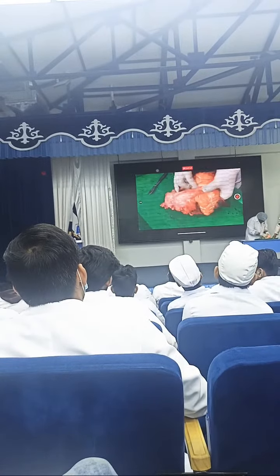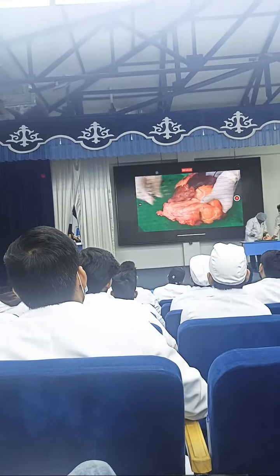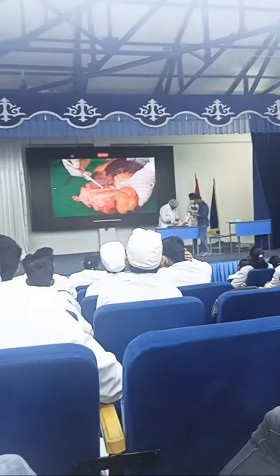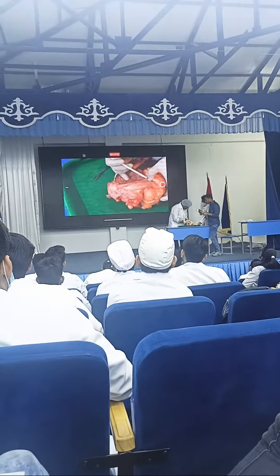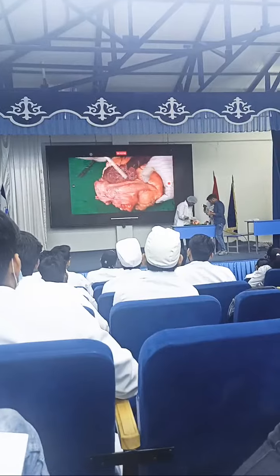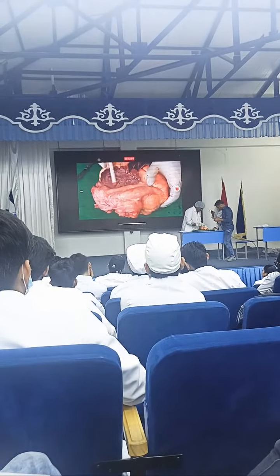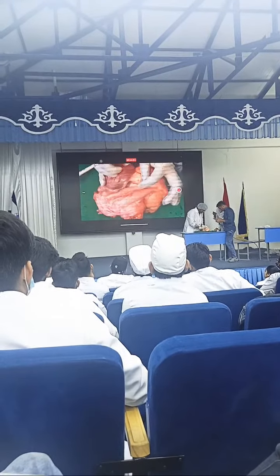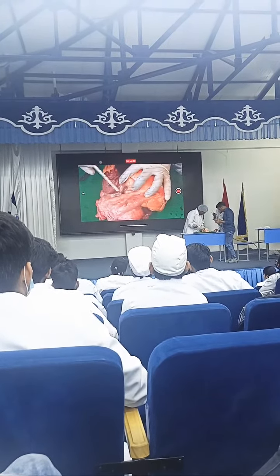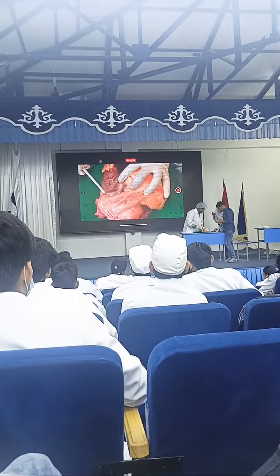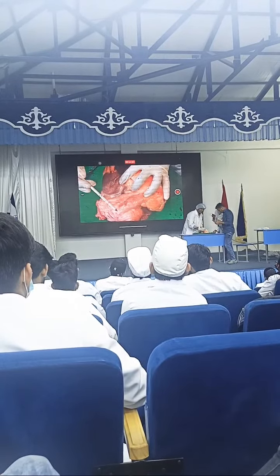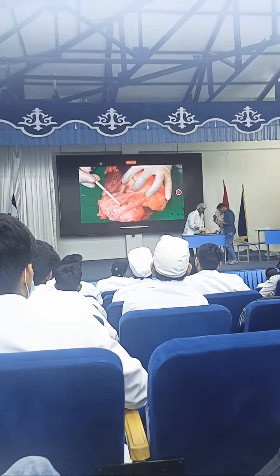Right. So, if you can see that the pulmonary artery is divided. So, this is the main pulmonary artery. This is the main pulmonary artery which is coming from the right ventricle, and it is dividing into two. Right? You can see that. So, it is dividing into the left pulmonary artery here, and the right pulmonary artery here. So these are the two pulmonary arteries.